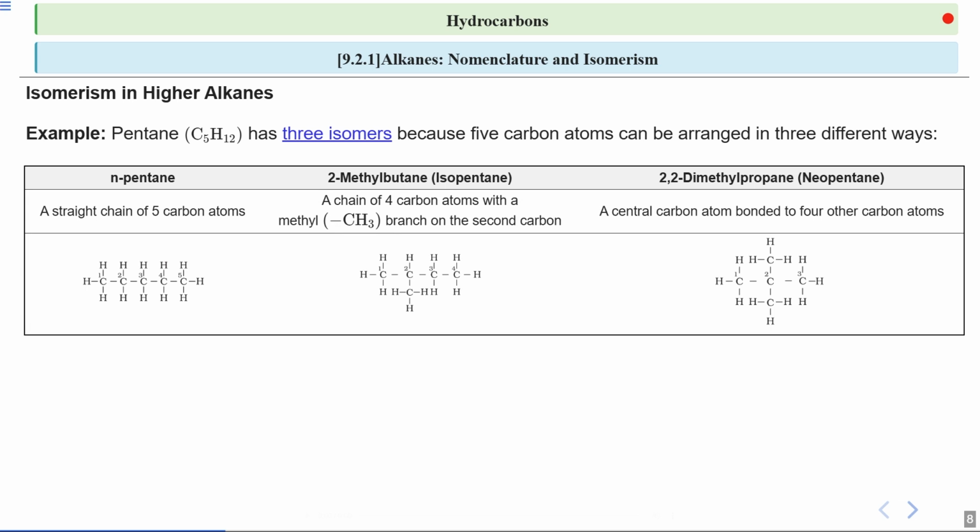Now, we have the 3 structural isomers of pentane. On the left, we have n-pentane. In that case, all 5 carbon atoms are arranged in a straight unbranched chain. On the right, we have 2-methylbutane, also known as isopentane, where 4 carbon atoms form a chain and the 5th carbon branches off the middle one. And the third one, the last one, is 2,2-dimethylpropane, also known as neopentane. So these are the 3 structural isomers possible for the molecular formula C5H12.